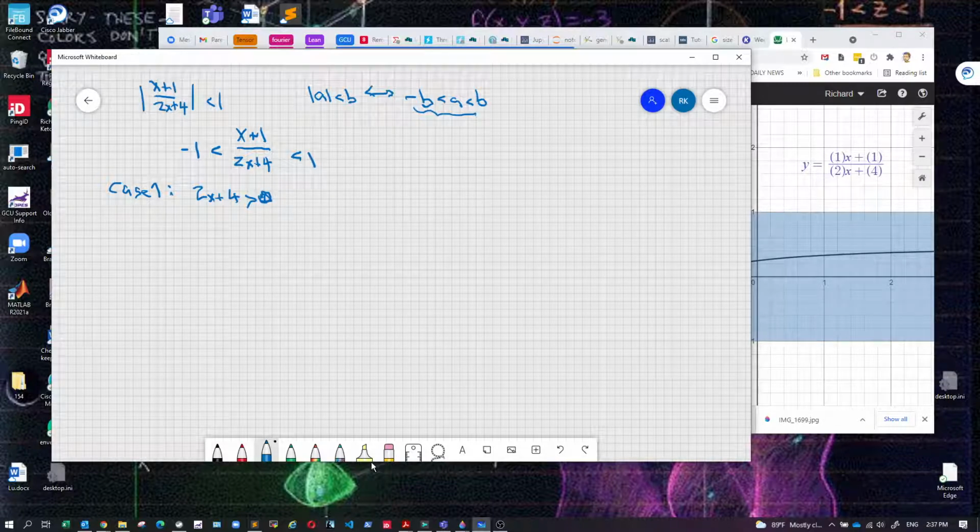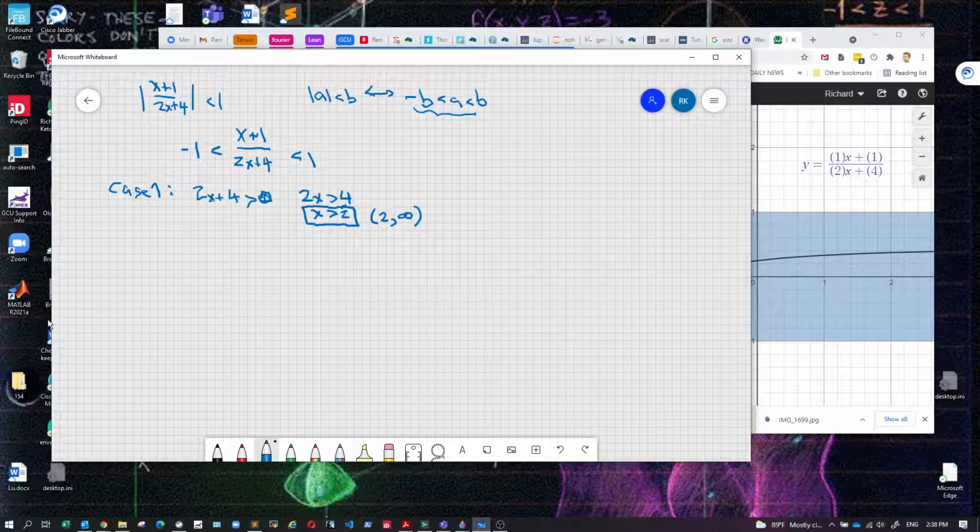Okay, so this is the same as what? 2x greater than 4, right? And that's the same as x greater than 2. Okay, so this will be part of our condition here. So in this case, no matter what, we're working in the interval 2 to infinity. That's the interval we're working in here, right? Now we can go on.